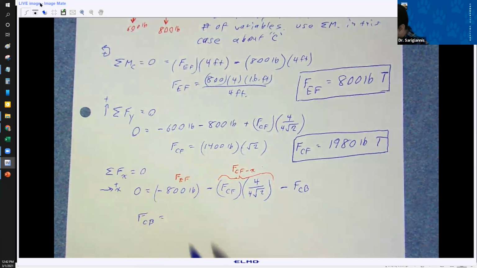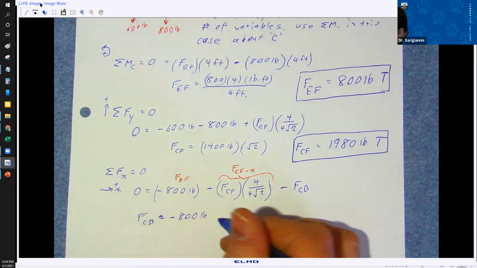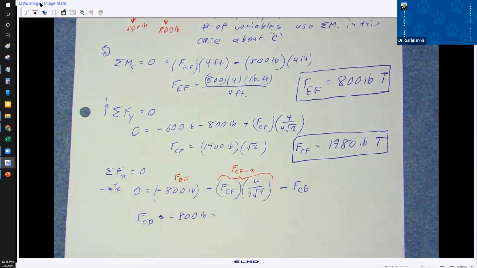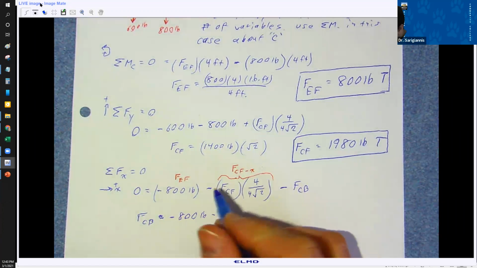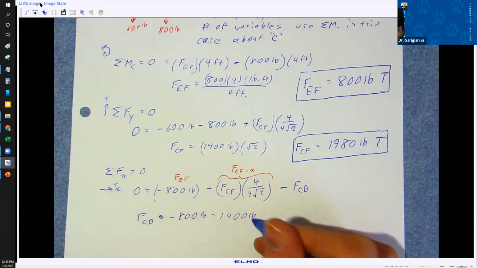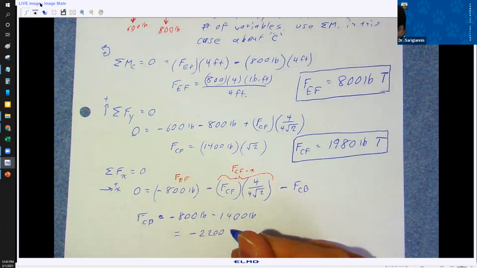If you do the math here, you wind up with FCB is minus 800 pounds minus, what did I get for this? Well, let me just do it. 1980 divided by square root of 2. Yeah, I just wanted to see how close this was. It's like 1400.07, so I'm just going to leave it as 1400 pounds. And that equals negative 2200 pounds.